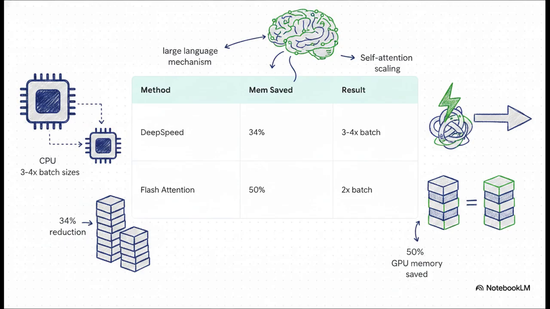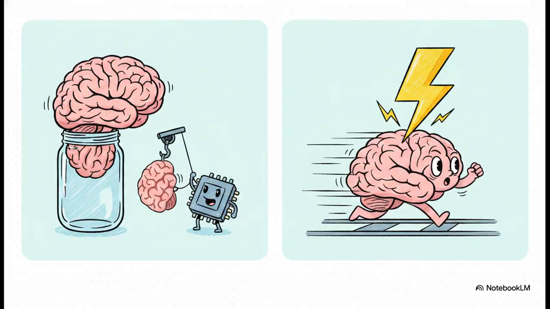Second, they use an algorithm called flash attention. This streamlines that complex self-attention mechanism, saving a massive 50% of GPU memory and allowing them to double the batch size. It's incredibly clever engineering. And this brilliantly illustrates the real nuance of AI engineering. Uber discovered that not all models bottleneck in the exact same way.